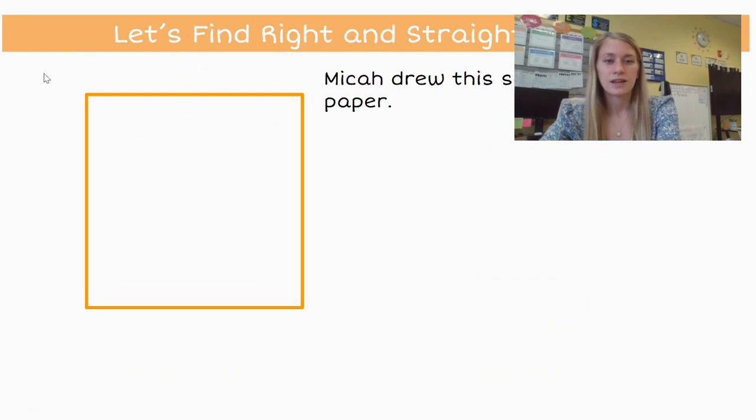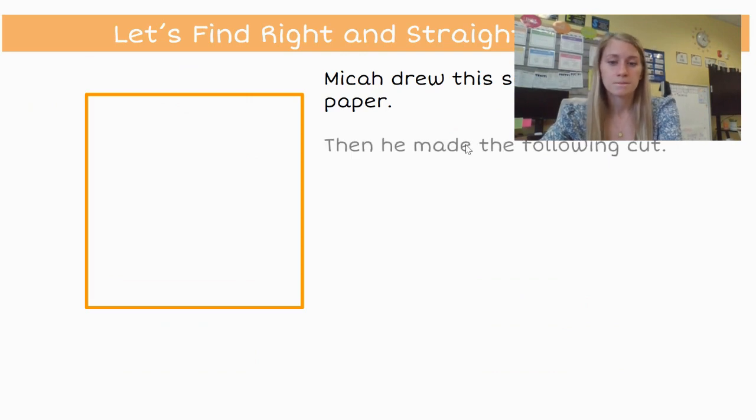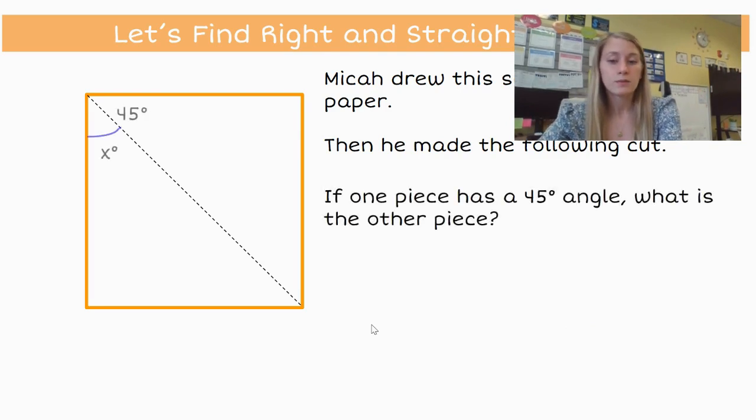And moving on to the next slide, let's find right and straight angles. Micah drew this square on a piece of paper. Then he made the following cut. So he made a diagonal cut through this square. If one piece has a 45-degree angle, what is the other piece? So this is using the same knowledge where if we know the total and we know one of the pieces, we can find the other part.